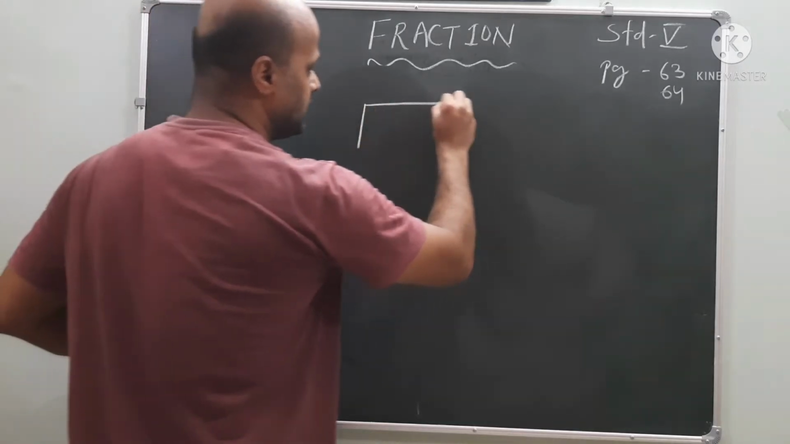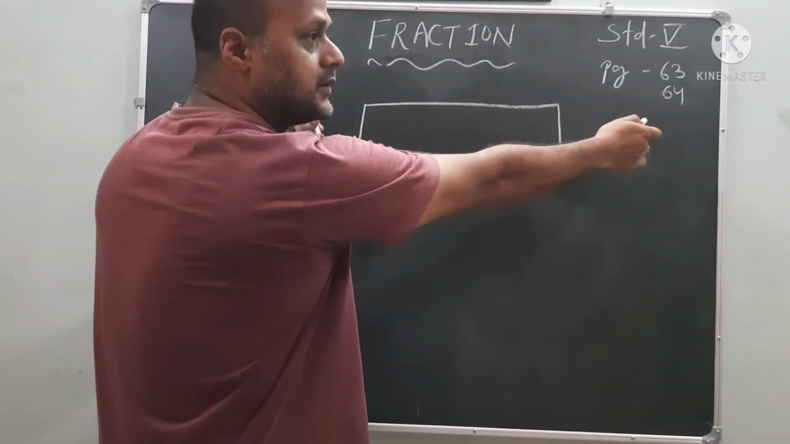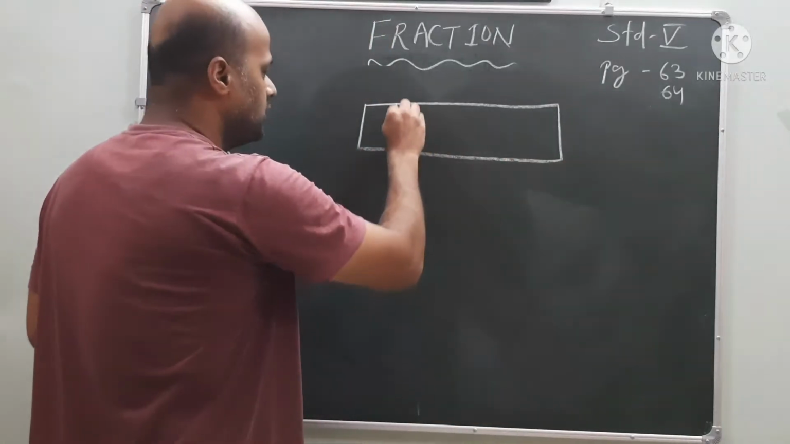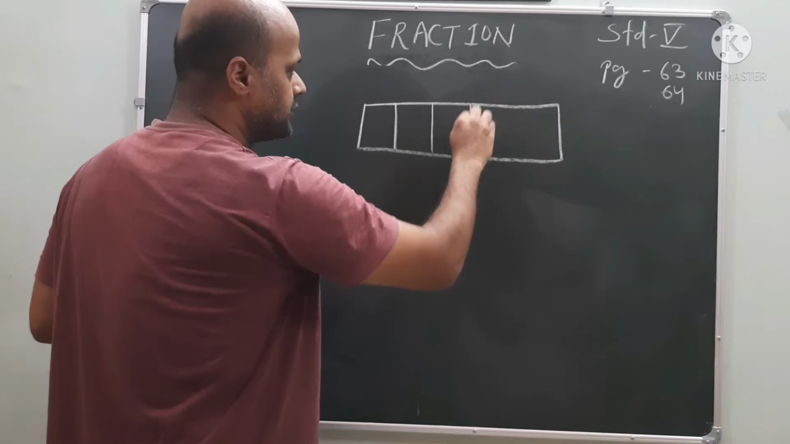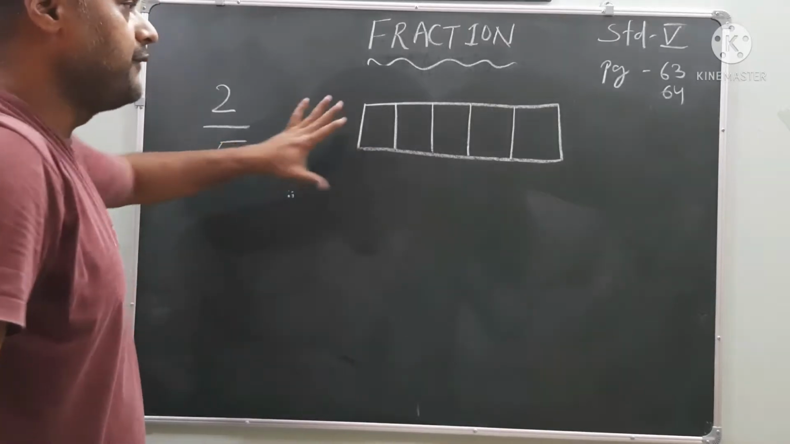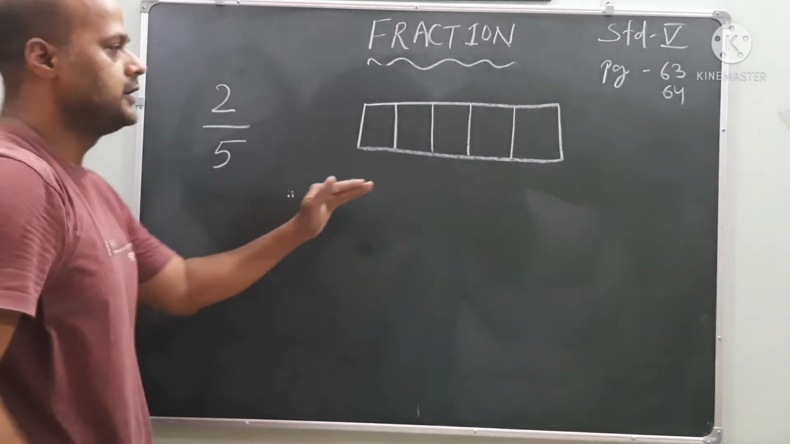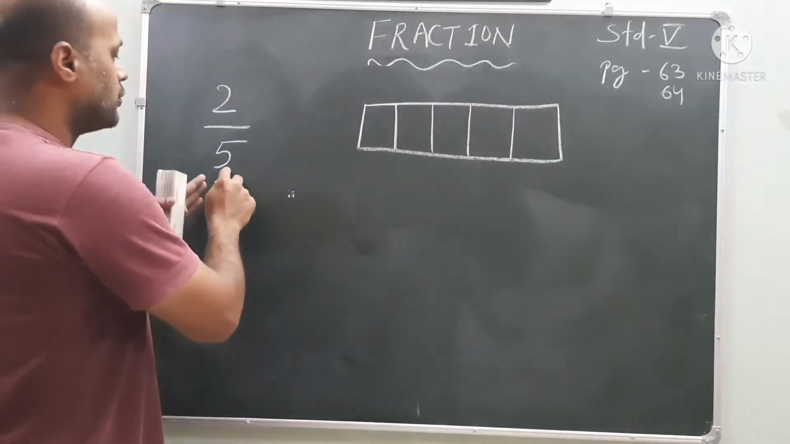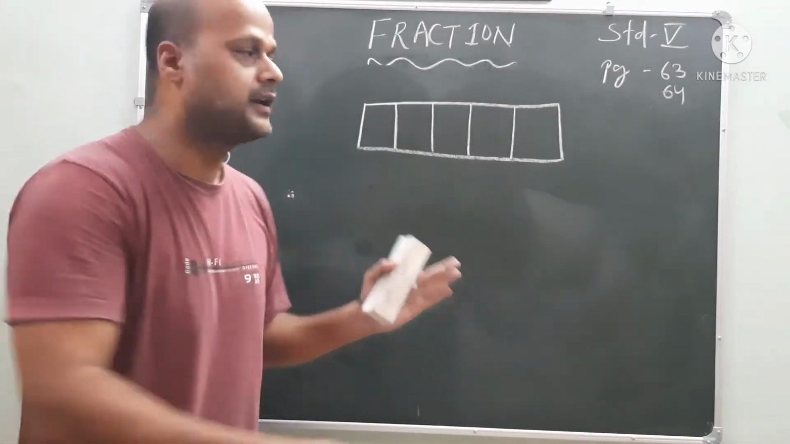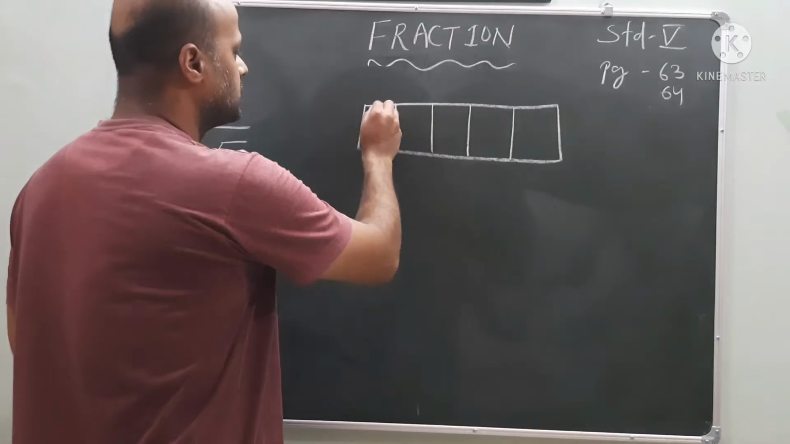If I make a box, and this whole box I divide into small containers, 1, 2, 3, 4 and 5. Now 5 containers are here. How to represent this 2 by 5 in pictorial form? Total is how many? 5. So whatever the denominator is, up to that much you have to divide the set. Then 2 means you have to shade 2.